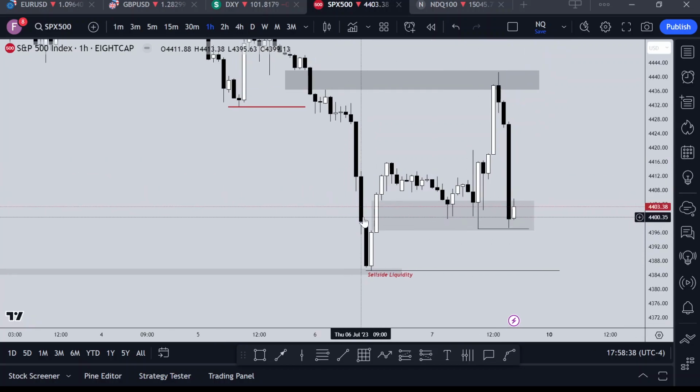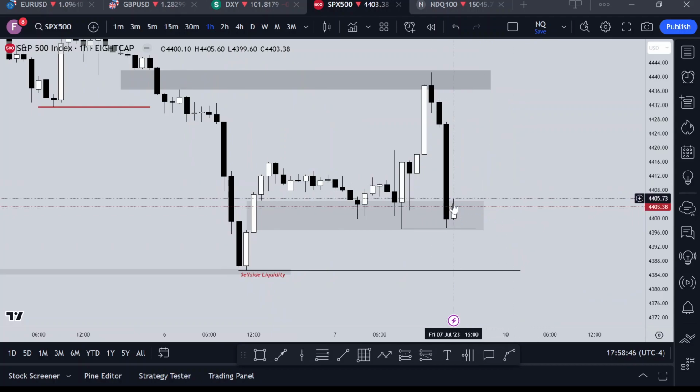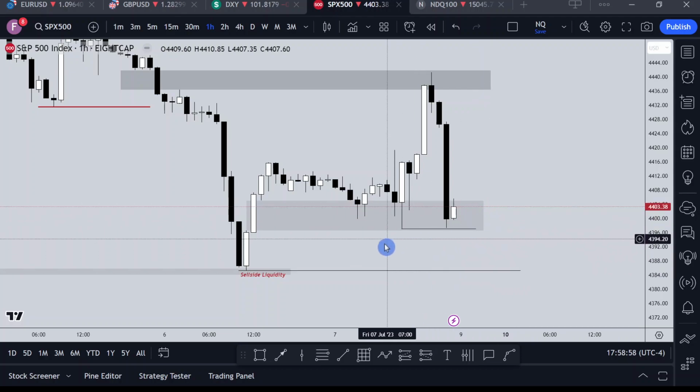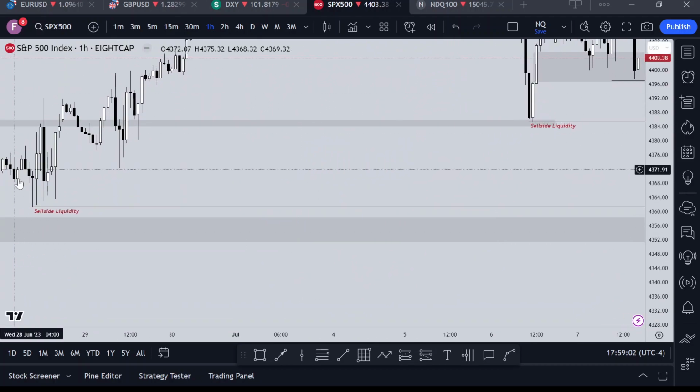BPR here, buy side imbalance, sell side inefficiency. Price currently is respecting it. My bias will be to see a candle close below it, and then price come to it and offer resistance with it as a balance price range, a BPR, and then give a sell-off to this sell side liquidity, and then the sell side liquidity here.